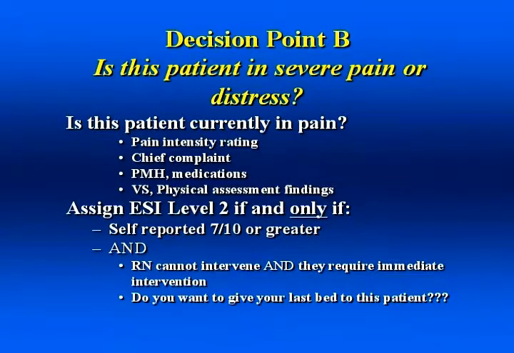At the same time, the triage nurse is completing a brief triage assessment, asking about chief complaint, past medical history, medications, and allergies, and obtaining a set of vital signs. If the patient rates their pain as 7 out of 10 or greater, the triage nurse can assign the patient to ESI level 2, if and only if the triage nurse can do nothing to relieve their pain at triage, and the patient is in need of immediate interventions to relieve their pain.